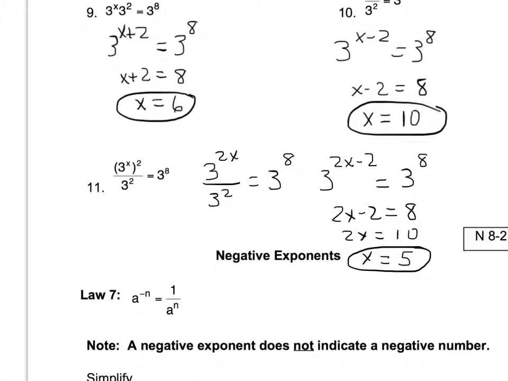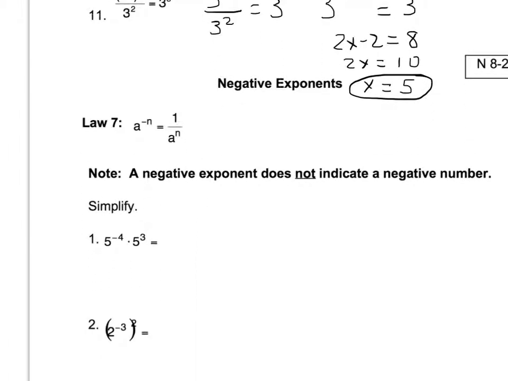One more law of exponent we haven't yet discussed, and that is the law of negative exponents. It is given to you here in Law 7. It says some base raised to a negative exponent is equal to 1 over that base raised to a positive power. Now, very, very carefully make sure you understand this. A negative exponent does not indicate a negative number.